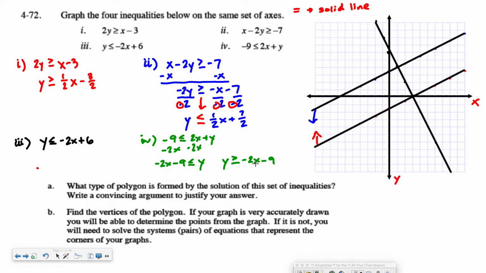Let's go ahead and do this one here. y is greater than or equal to negative 2x minus 9. Then we'll look at which side the third one would be shaded. So let's go down to 1, 2, 3, 4, 5, 6, 7, 8, 9. We're down here. And our slope is the same, negative 2. So if we're going to go up 2, we have to go back 1 to the left. Up 2, back 1 to the left.